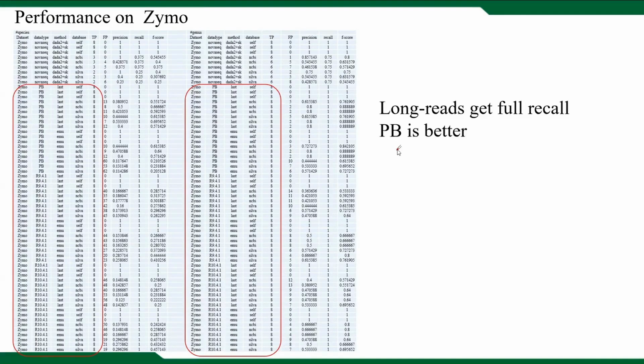For Illumina data, LAST Silva was used to obtain the fewest false positive species with the lower L1 distance, while EMU NCBI produced the second lowest false positive species. For Nanopore data, the R10 platform with EMU Silva produced the lowest false positive species. The R9 platform was slightly better than the R10 platform. When using the NCBI database across different methods, in conclusion, long reads get full recall. Illumina is better.